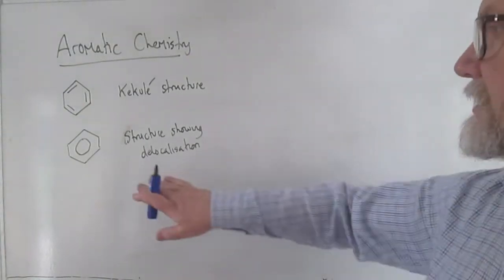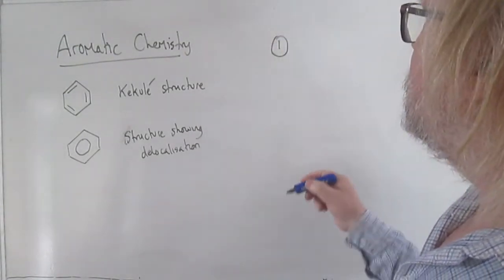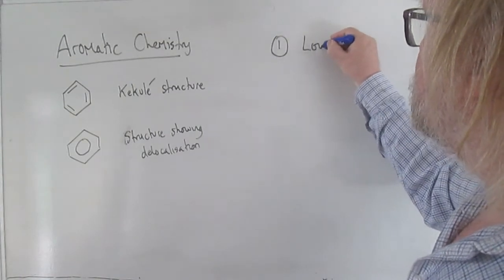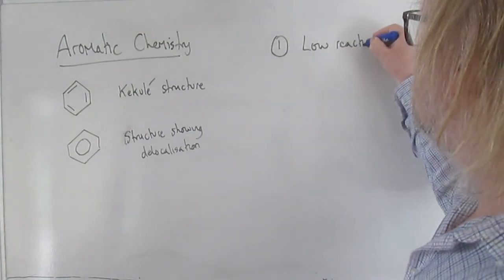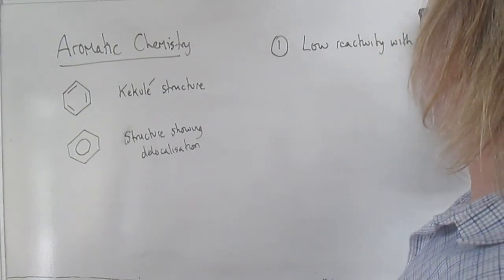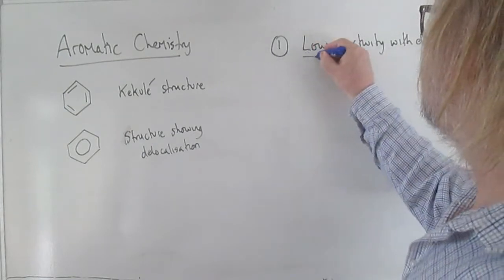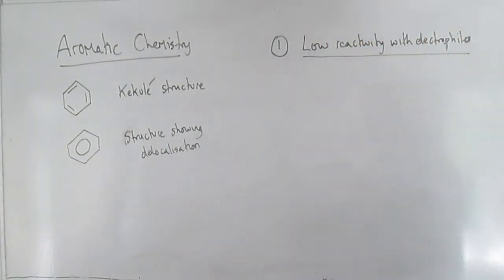So let's look at what the lines of evidence are supporting delocalization. So we've already met the first one. So the first thing is low reactivity with electrophiles. Okay, we have to be able to explain why bromine fails to react with benzene in the dark.